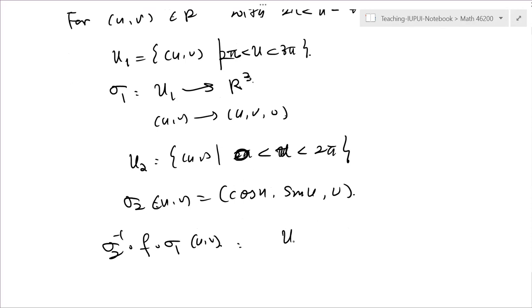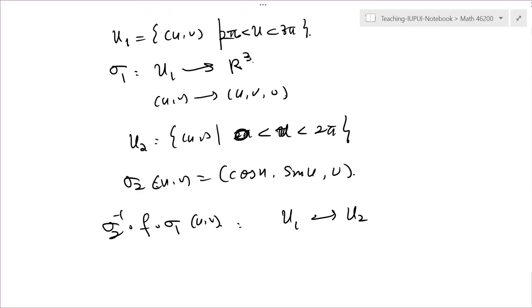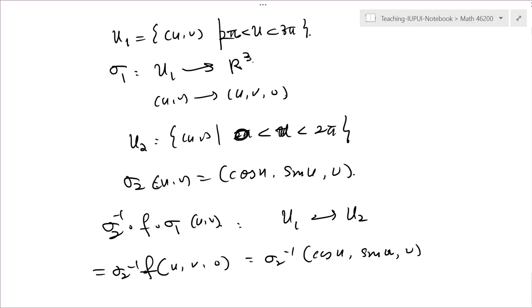So this will be U1 to U2. Okay, how can I find this map? Okay, be careful. And then you will have cosine U and sine U and V. So be careful about this.